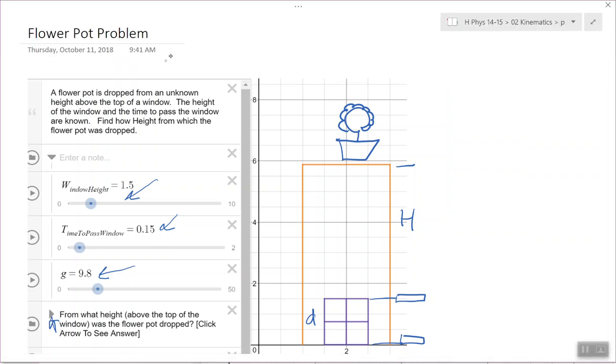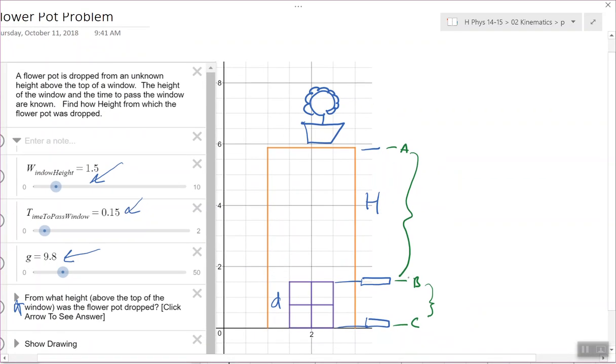The problem you get is not likely to be exactly this, but the concept is you have two regions of motion here. From when the flower pot falls to when it hits the top of the window, and from the top of the window to the bottom of the window. So let's label these A, B, and C because that's useful. The thing to recognize is that for the segment of motion BC, that initial velocity is the same as the final velocity from A to B. So this B links those two together.